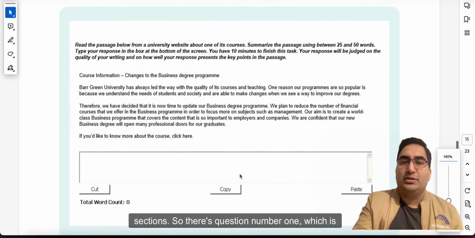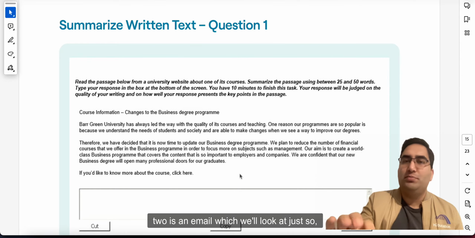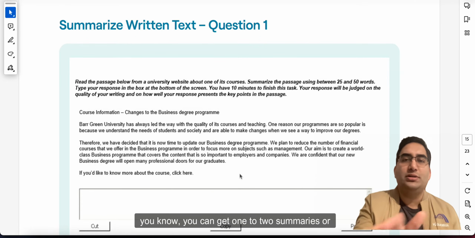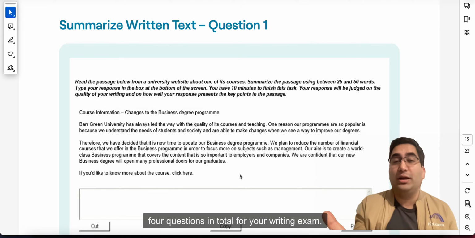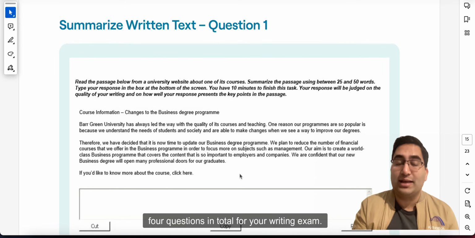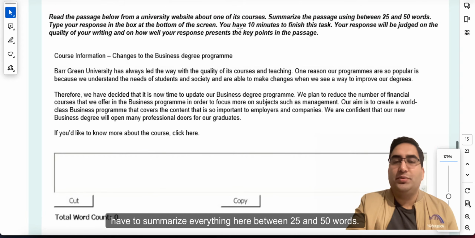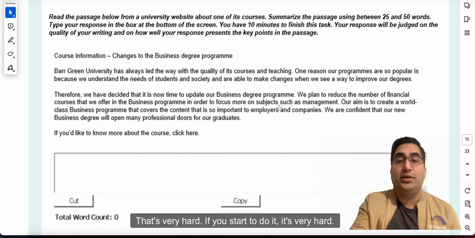Writing has two sections. So there's question number 1, which is summary of a text. And then question number 2 is an email, which we'll look at. Just so you know, you can get 1 to 2 summaries or 1 to 2 emails. So it could be, again, 2 to 4 questions in total for your writing exam. The challenge here in the summary part is you have to summarize everything here between 25 and 50 words. That's very hard. If you start to do it, it's very hard.